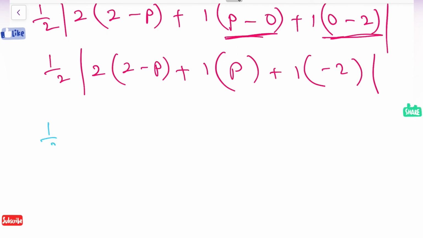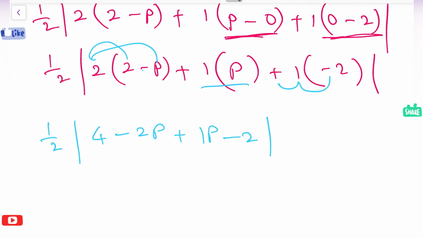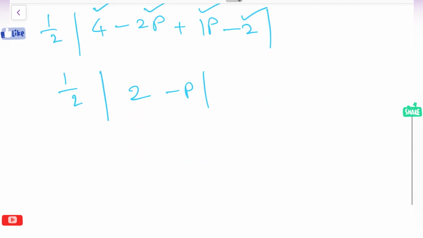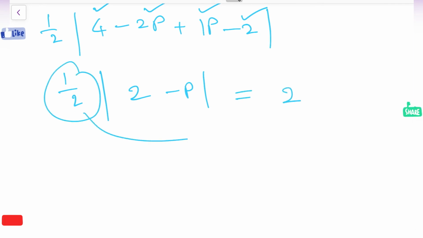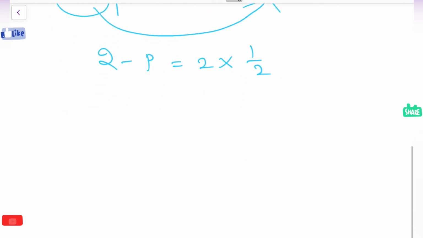Now half modulus 2 into 2 is 4, minus, as it is, 2 into p is 2p, plus 1 into p is 1p, plus 1 into minus 2 is minus 2. Half modulus 4 minus 2 is 2, minus 2p plus 1p, minus p. And this area he gave as 2 square units. So this total 1 by 2, I will take to the other side, then it will become reciprocal.